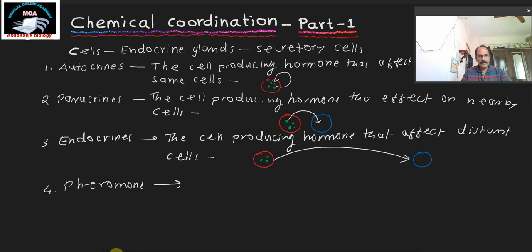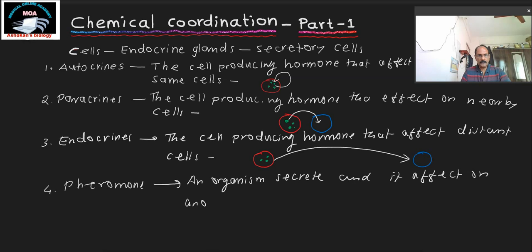Pheromone means a secretion. When an organism secretes something and it affects another organism, then it is known as a pheromone.